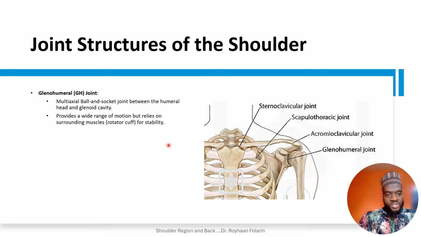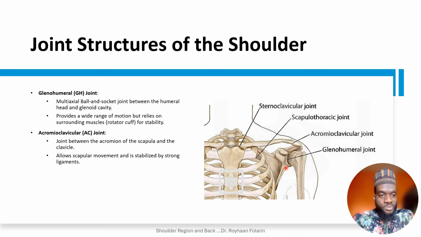So the glenohumeral joint is a multi-axial ball and socket joint that you have between the humeral head and the glenoid cavity, and it provides a wide range of movement, but it relies on the surrounding muscles for stability. And of these muscles that help with the stability, we have the rotator cuff, which we'll come to in a minute.